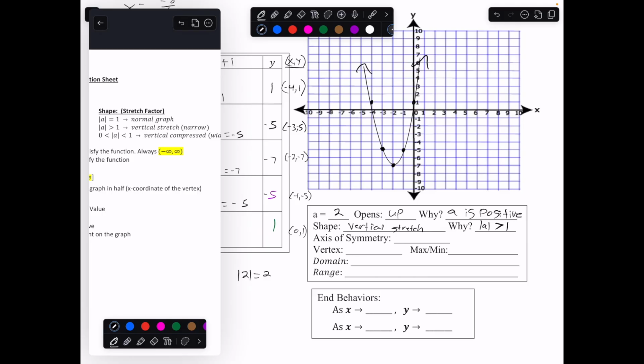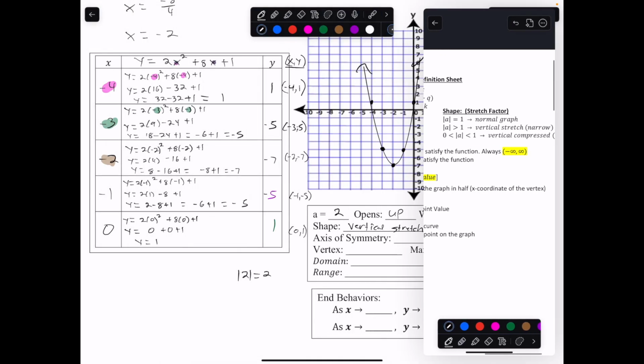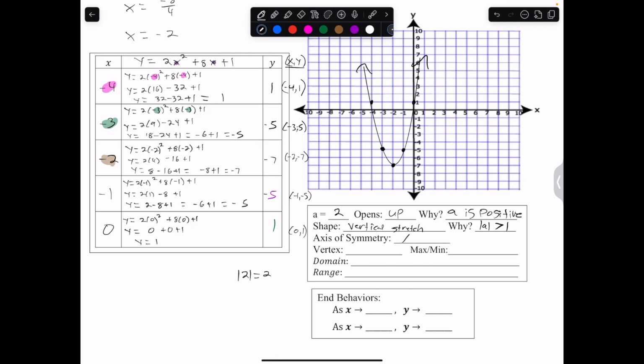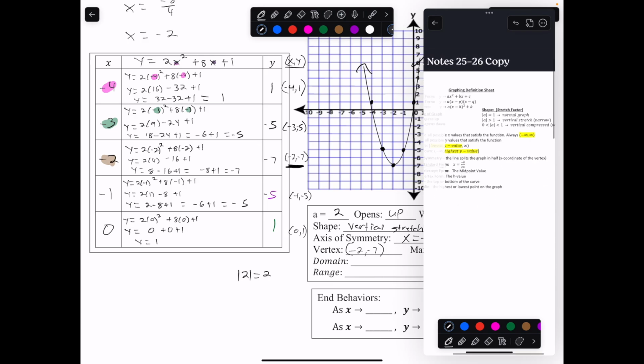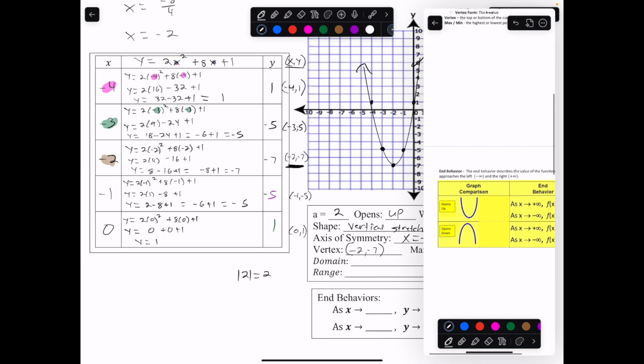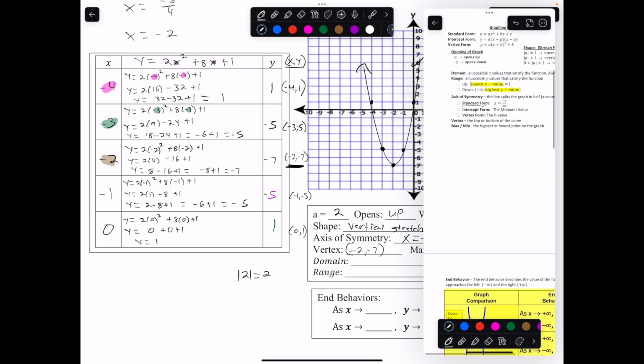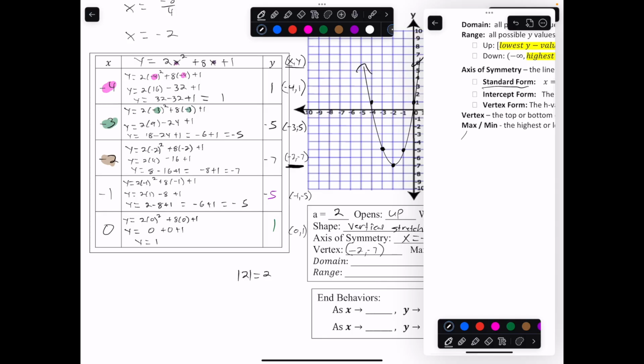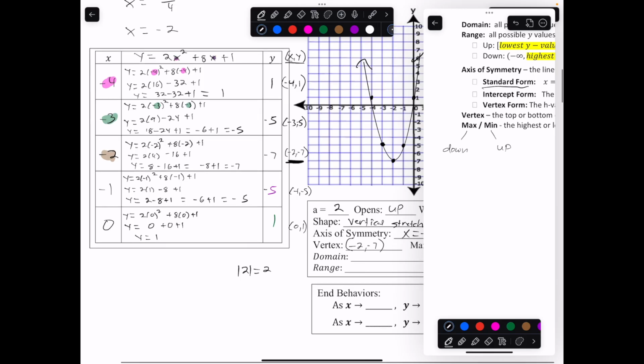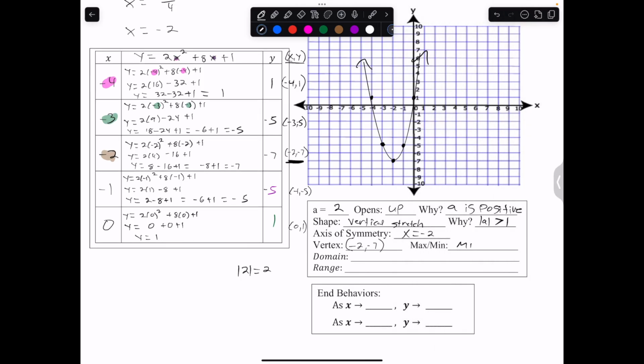The axis of symmetry, well, we found that earlier. That was negative 2, but we need to say x equals negative 2. The vertex is our middle point, so negative 2 comma negative 7. Is this going to be a min or a max? Well, how do we know? We also have it on our sheet here. We talked about it yesterday. We said that it is a max if the graph opens down, and it is a min if the graph opens up. Well, our graph opens up, so this is going to be a min, or a minimum.